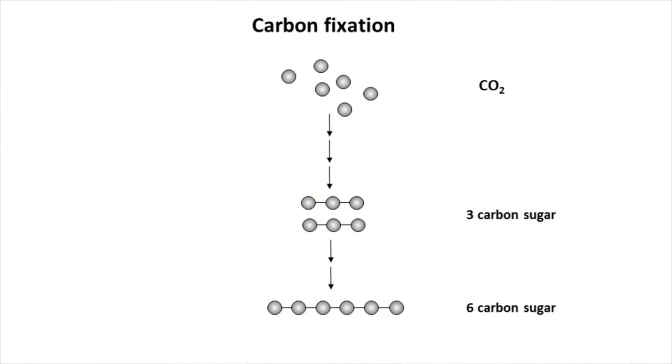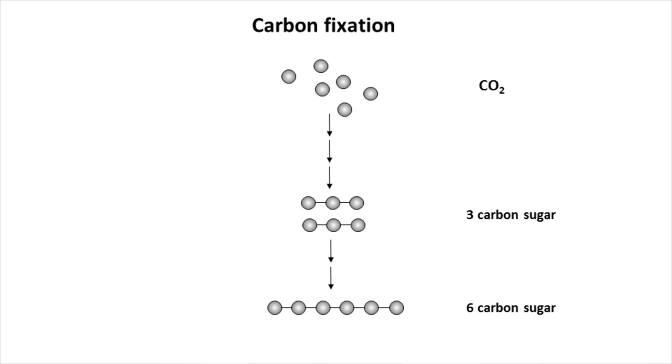Let's see what needs to happen to convert carbon dioxide into sugar. This process is called carbon fixation. In a series of chemical reactions called the Calvin cycle, a single carbon atom from CO2 is first incorporated into a 3-carbon molecule. And from there it becomes a 6-carbon sugar molecule, which we all know as glucose.